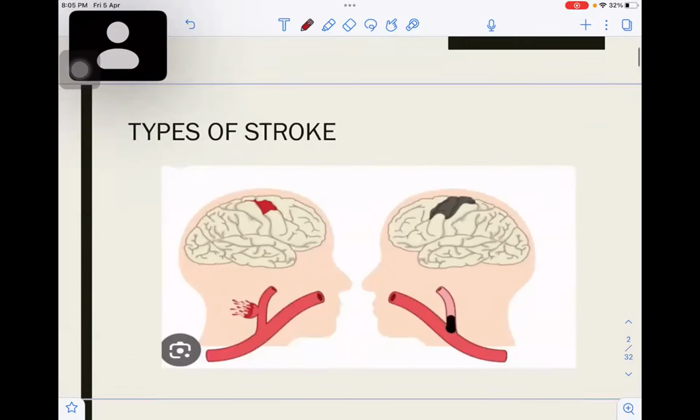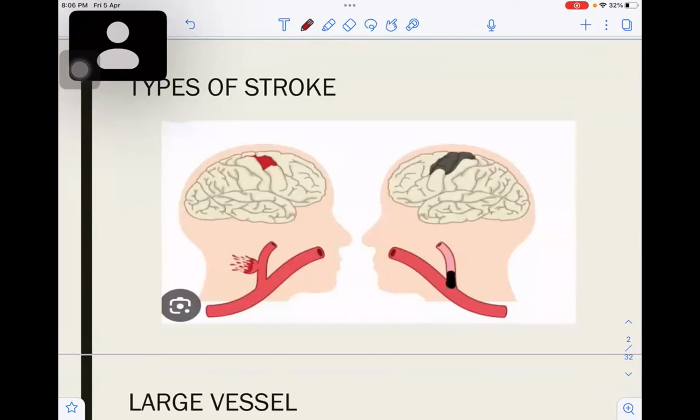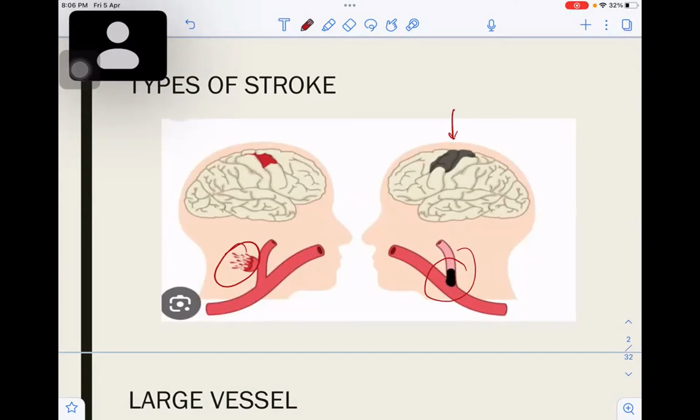As we have already discussed, there are two types of major strokes: one is a hemorrhagic stroke and the other is an ischemic stroke. In this particular lecture, we'll be concentrating only on the ischemic stroke, because we are talking about mechanical thrombectomy. As the name says, it is removing the thrombus from the vessel by using certain devices. Before knowing when to do it and how to do it, we should know in which vessels we can do mechanical thrombectomy.